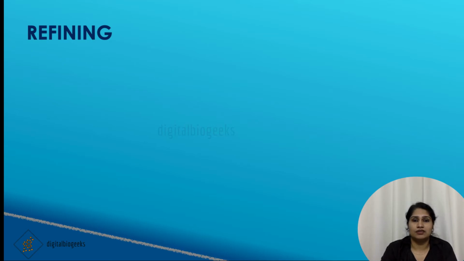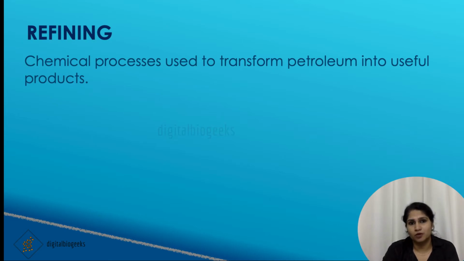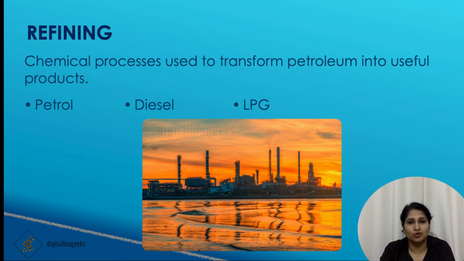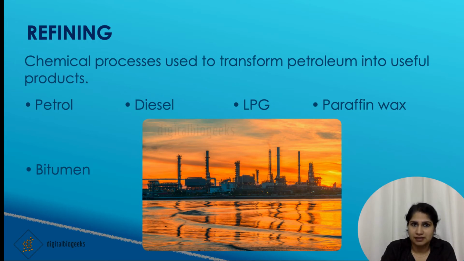Let's see how refining is done. Refining means the chemical processes used to transform petroleum into useful products. This is an oil refinery. The products we get from refining of petroleum are petrol and diesel which are used for automobiles, LPG, liquefied petroleum gas, which is used in our homes, paraffin wax used to make ointments and candles, and bitumen. As we said earlier, bitumen is used to surface the roads.